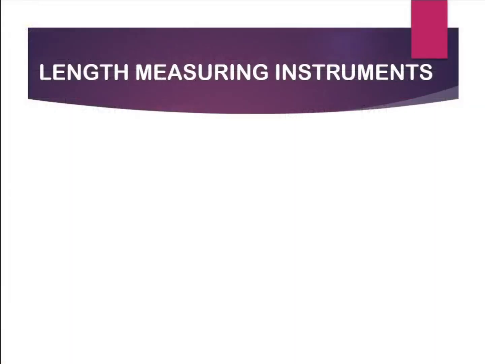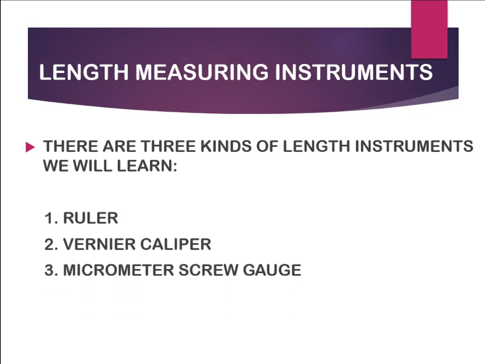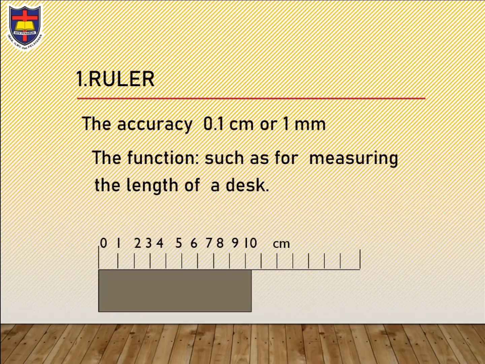Now we continue to study about length measuring instruments. There are 3 kinds of length instruments we will learn. Number 1 is ruler, number 2 is vernier caliper, and number 3 is micrometer screw gauge. Number 1, ruler. The accuracy of ruler is 0.1 cm or 1 mm. The function of ruler in daily life is such as for measuring the length of the desk.